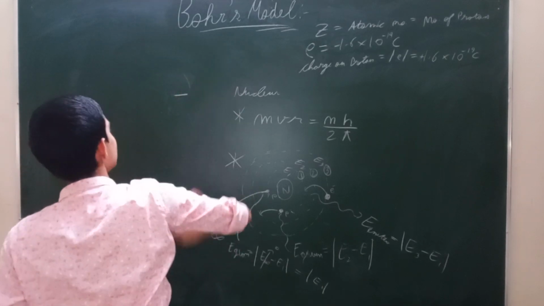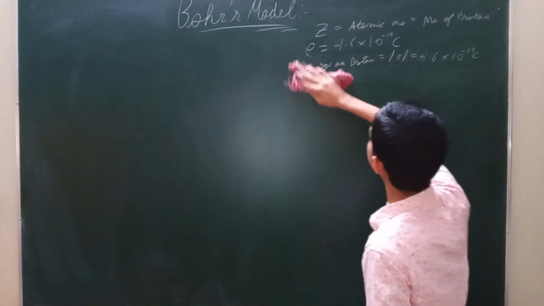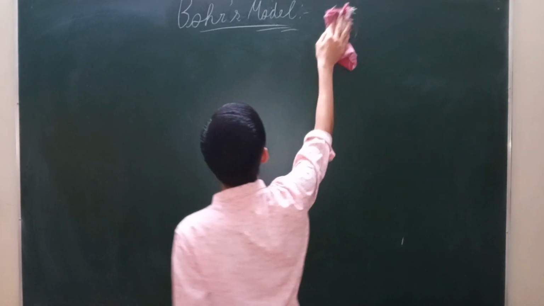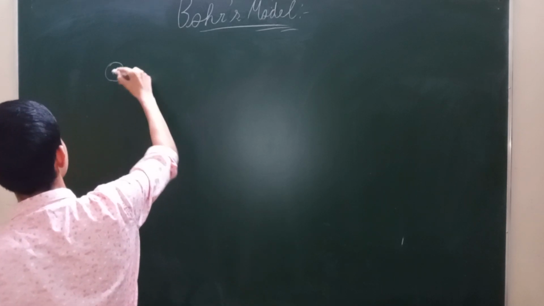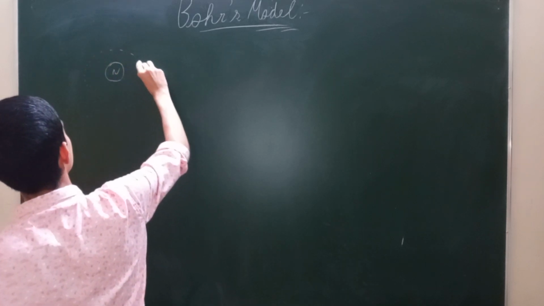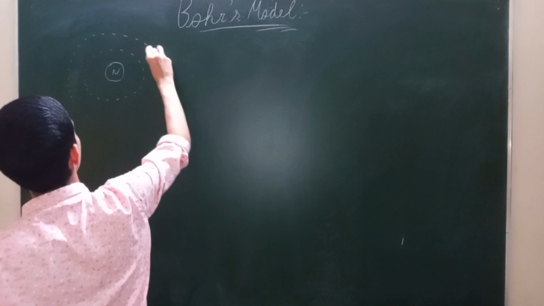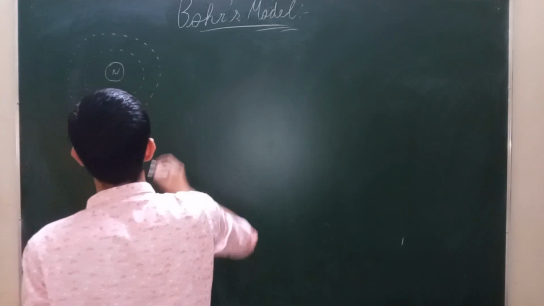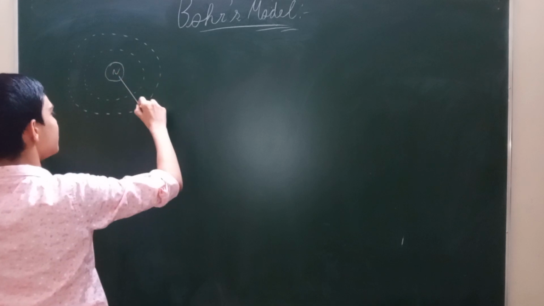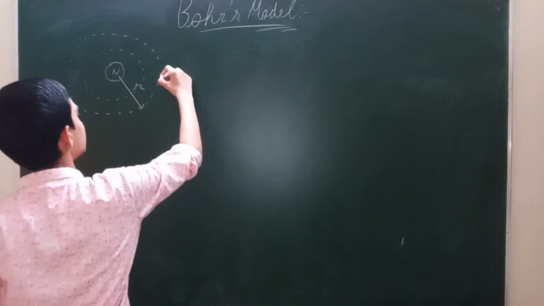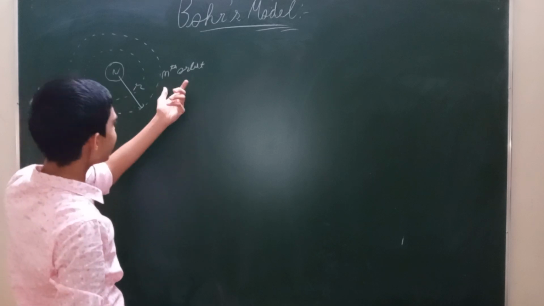So now we will see another thing, which is called the radius of the nth orbit. Means if I have an atom, this is the nucleus of the atom, shell number 1, shell number 2. Let's consider the radius of this shell to be r. Let's consider this is the nth orbit, not the second orbit. Let's consider it the nth orbit.